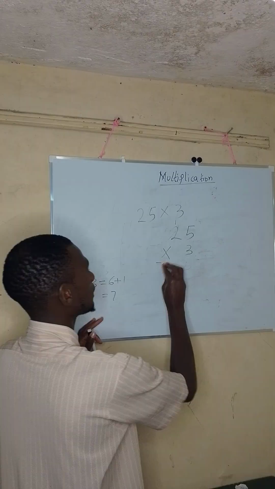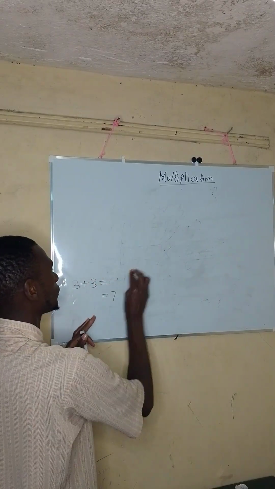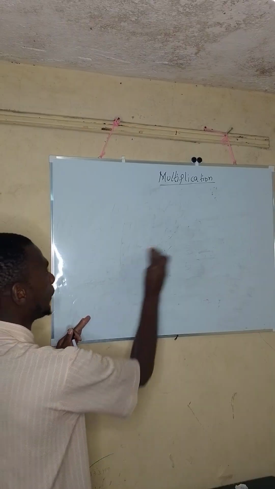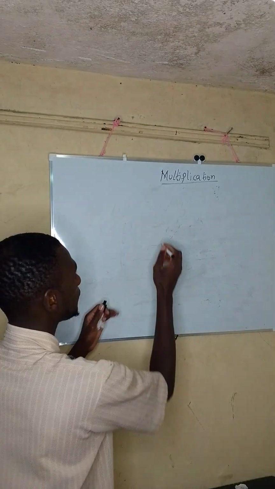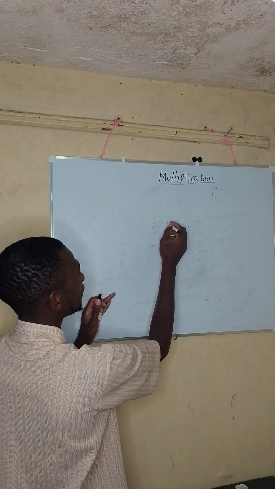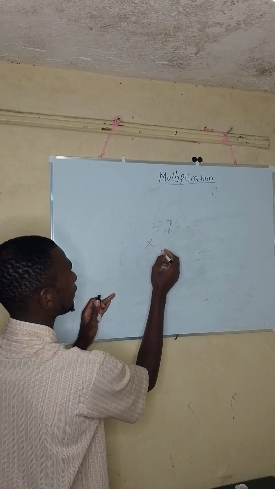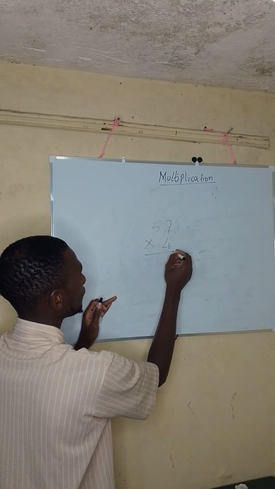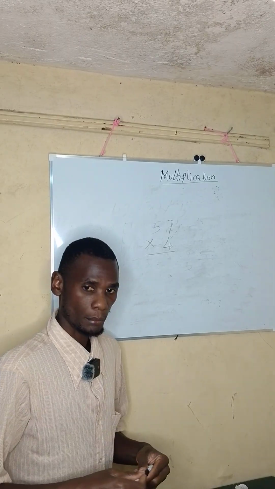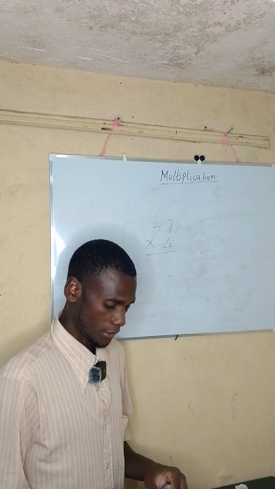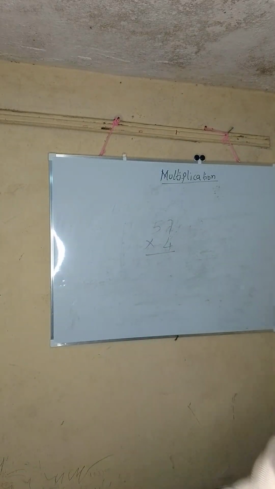Let me get another example, maybe 57 by 4. 57 by 4. Let me, my ink is running out, let me add a little bit of it.